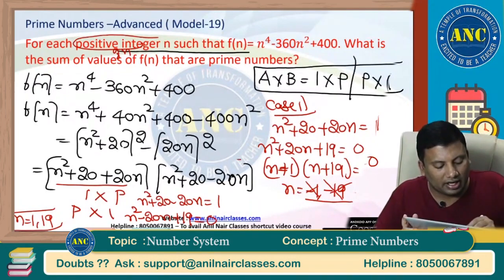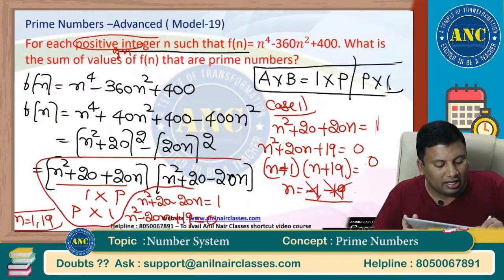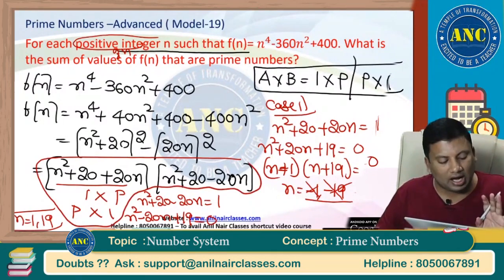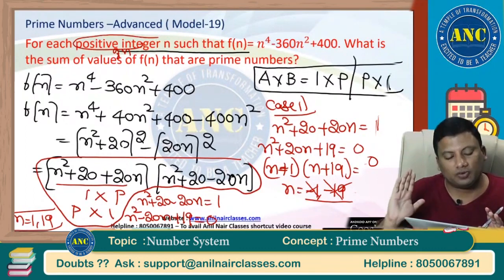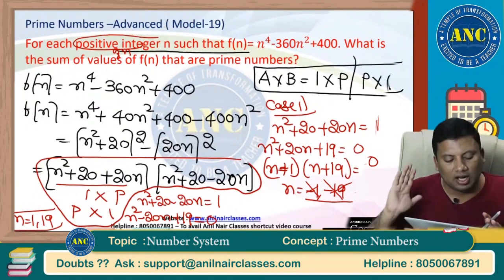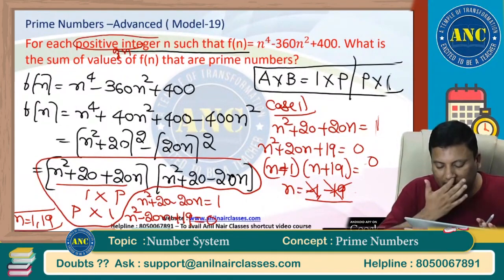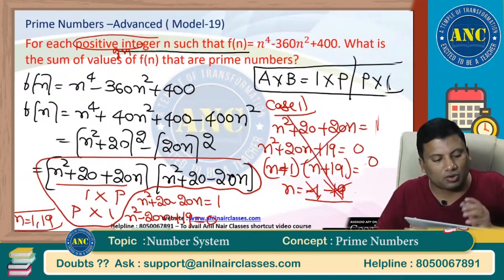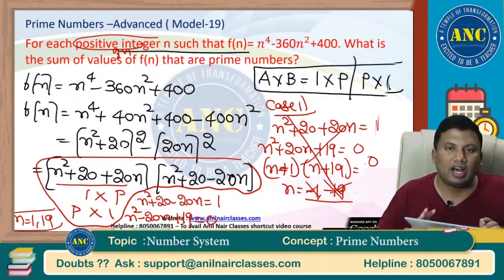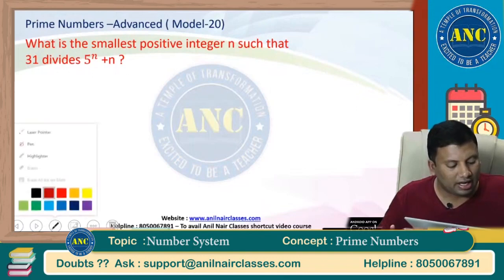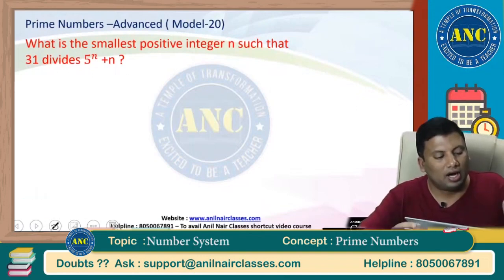The only thing you should get is this idea: write it down as a product of two factors, which is 1 into p or p into 1. n square plus 20 plus 20n is 1 or n square plus 20 minus 20n is 1. If you are getting a negative, please eliminate it because the question says positive integer. I hope the idea is clear. Seems like a difficult question, but actually an easy question. Now another concept.